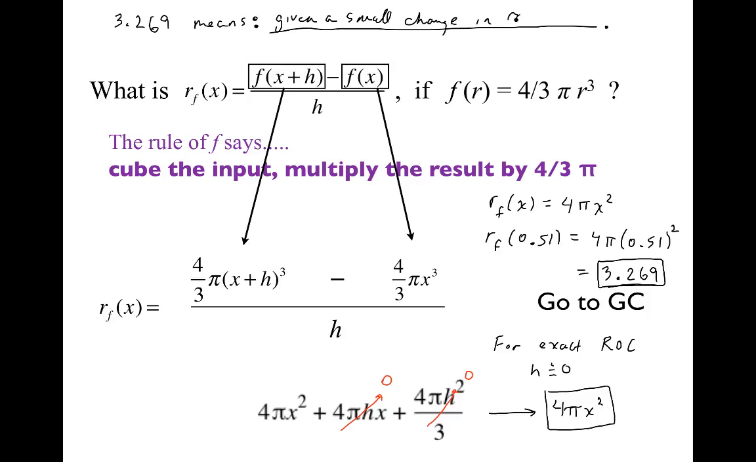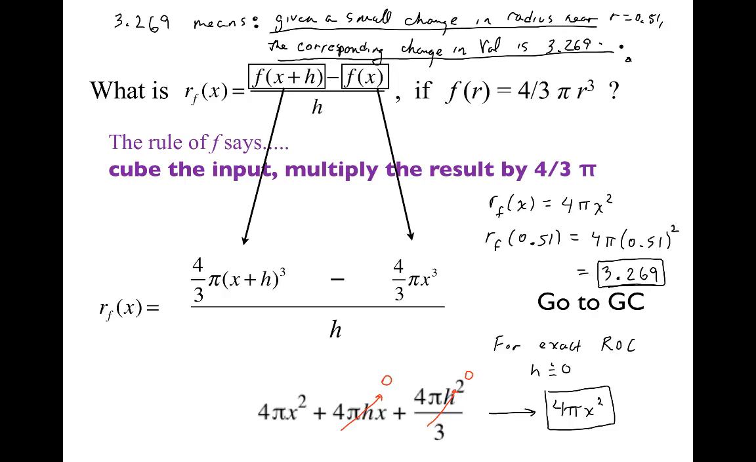Given a small change in radius near r equals 0.51, the corresponding change in volume is 3.269 times the change in radius. That's right.